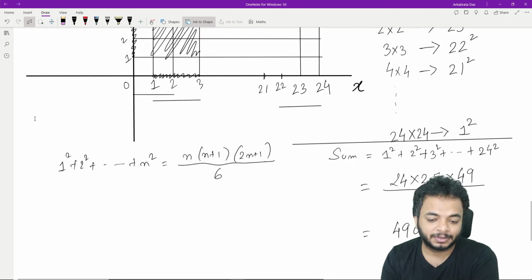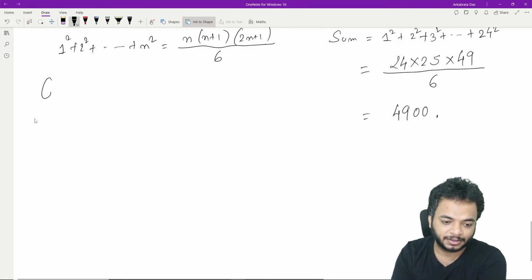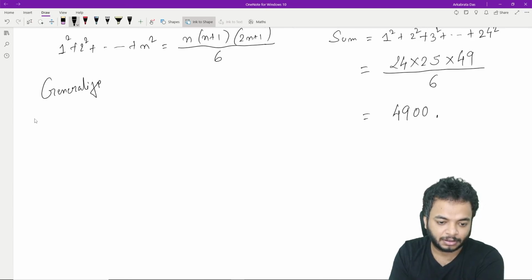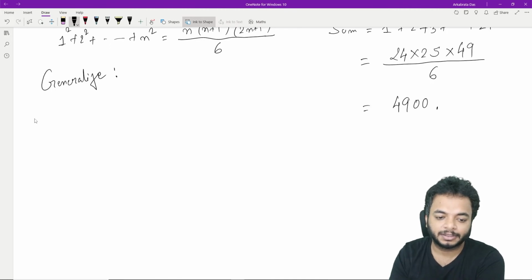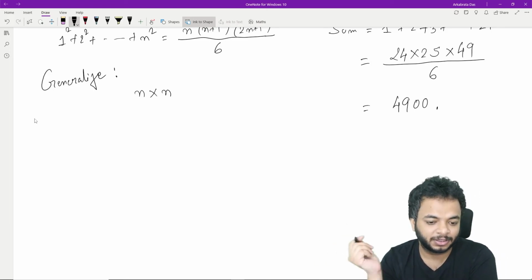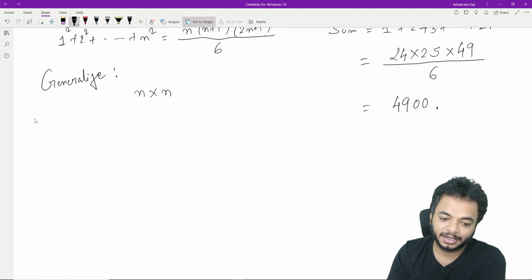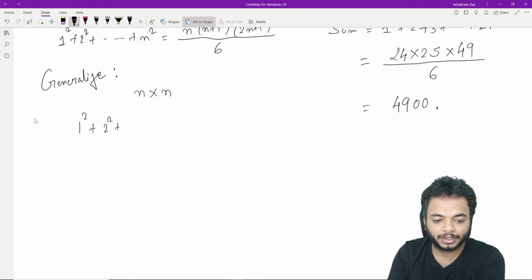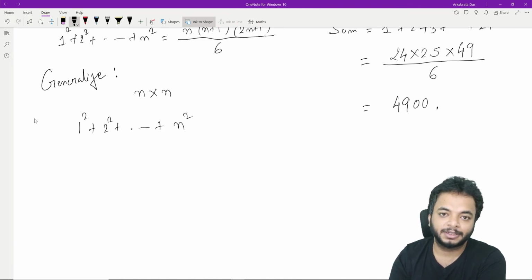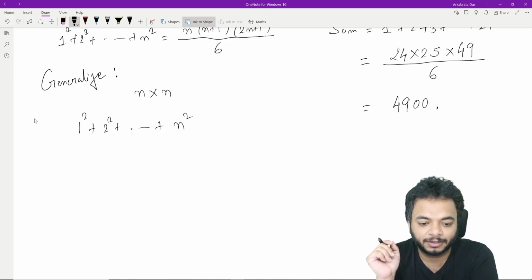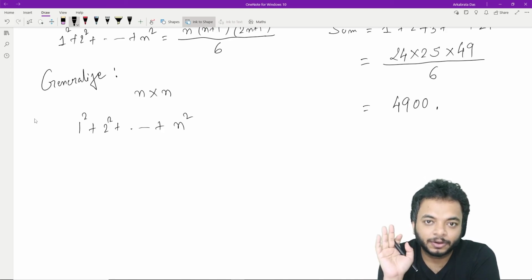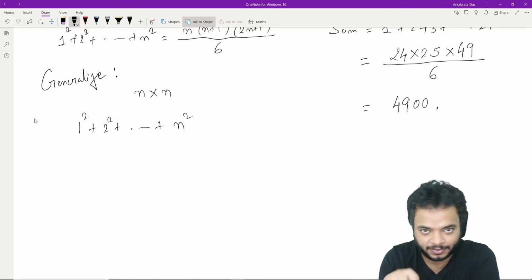That's the concept. Now if you want to generalize this, for any n cross n, this was a 24 cross 24, suppose they can say that for any n cross n chessboard or whatever, the number of squares in it would be 1 square plus 2 square plus ... till n square, okay, which is nothing but n into n plus 1 times 2n plus 1 divided by 6, okay.